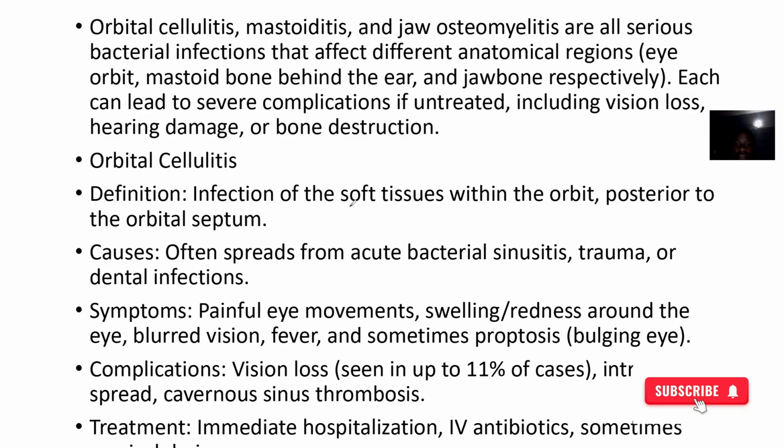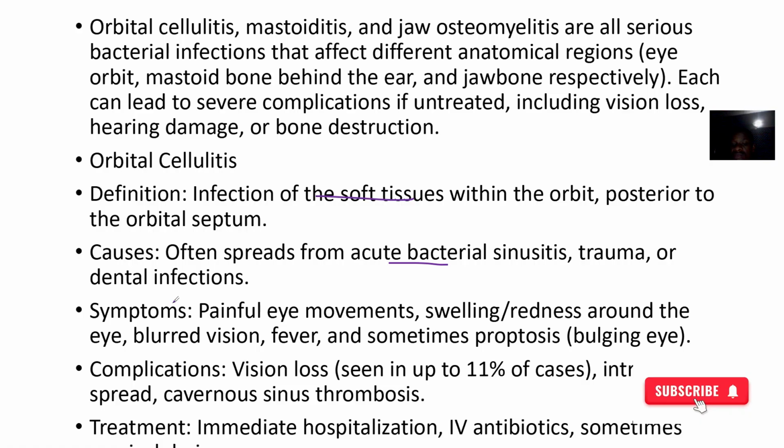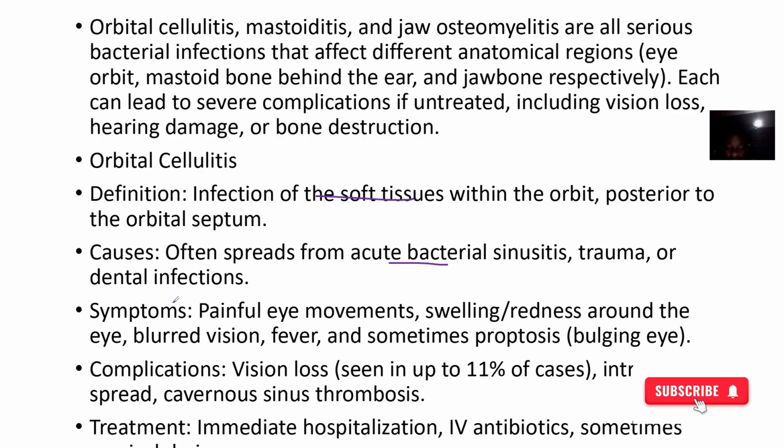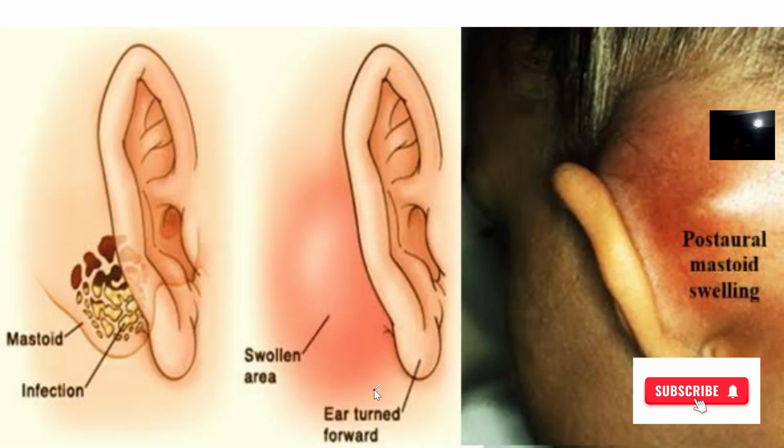For orbital cellulitis, it simply means what? Orbital is your eye. It's an infection of the soft tissues within the orbit, which is posterior to the orbital septum. Sometimes it is due to acute bacterial sinusitis, trauma, or dental infections. You have painful eyes, red eyes, vision changes, fever, sometimes proptosis. Complications could lead to vision loss, intracranial spread, then cavernous sinus thrombosis. You treat with intravenous antibiotics and hospitalization.